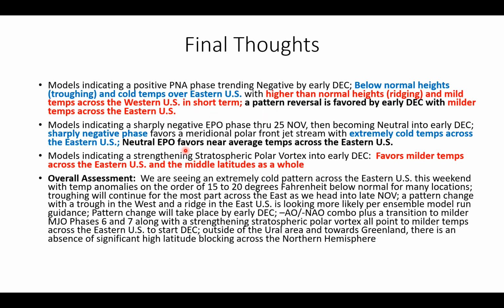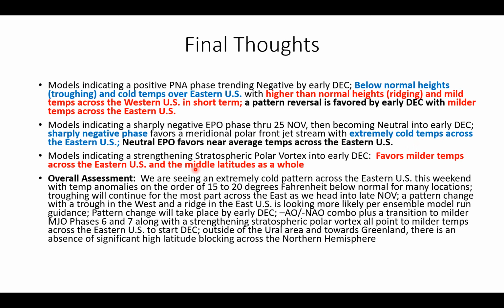Now, models are also indicating a sharply negative EPO phase through 25 November, and then that's going to become neutral in early December. A sharply negative phase, as we're seeing right now, favors a meridional polar front jet with extremely cold temperatures across the eastern U.S. with that sharply negative EPO. A neutral EPO, on the other hand, favors near normal, near average temps across the eastern U.S.